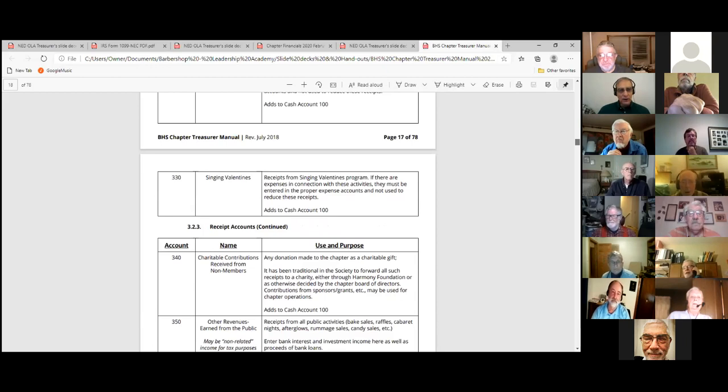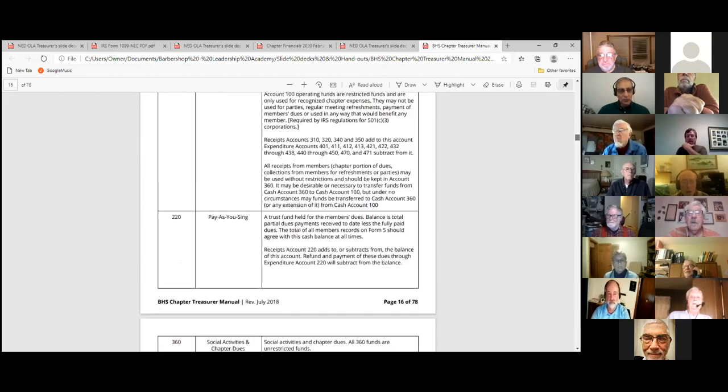And before we get too far along, this the 220 account, pay as you sing. Treasurer's manual says that is still in operation in Canada. Is this correct? Alan Skinner? Did Alan come back?